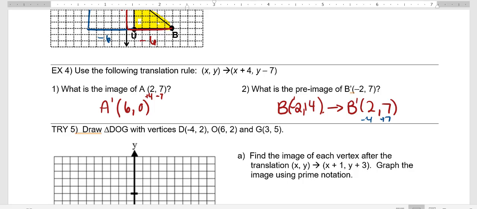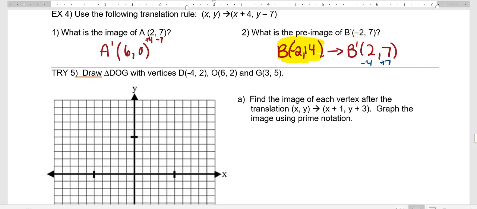The reason I'm doing that is because then now when I'm using my rule on my pre-image, my b, that rule works to find my actual image. So if I were to do negative 2 then plus 4, I get my positive 2 in b prime. 14 minus 7, I get my positive 7 in that b prime.